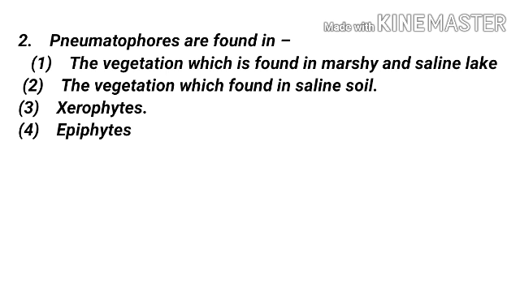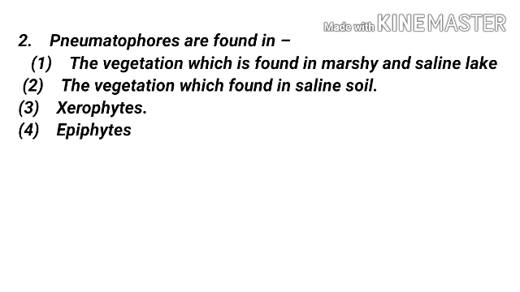That means here the first option is found in marshy, it is correct, but it is saline lake, not correct. Option number 2 is the vegetation which is found in saline soil. That means this second option is correct. The third and fourth options are not correct. The xerophytes are the plants which grow in desert conditions, where water is scanty or not adequately available. Due to this, option number 3 is also not correct.